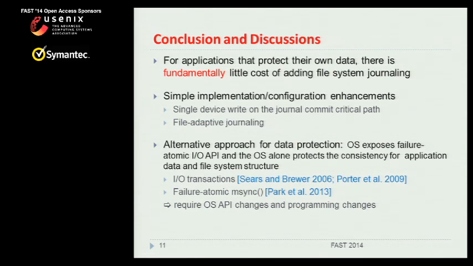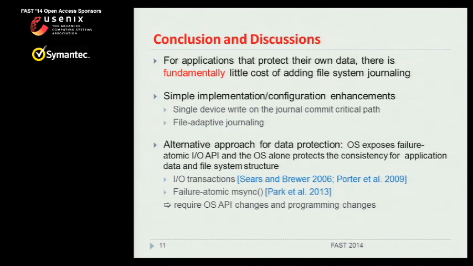So here is the conclusion of this work. Our main conclusion is that for applications that protect their own data, like these lightweight databases and key-value stores, there is fundamentally little cost to adding file system journaling to them. The kind of costs you see in a practical system are primarily due to artifacts of the implementation or configuration of file system journaling. We looked at some very simple enhancements in this paper, and there are actually more sophisticated techniques that we have cited in our paper that could even further improve the performance of file system journaling.